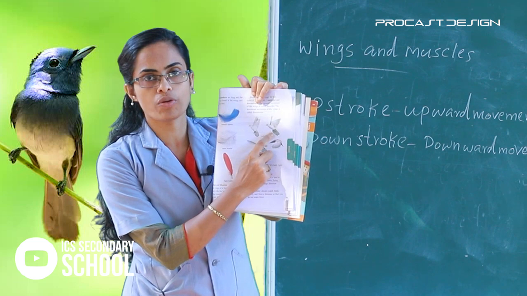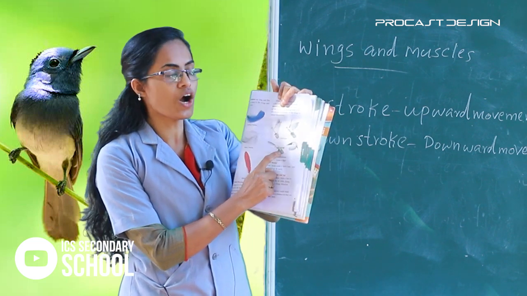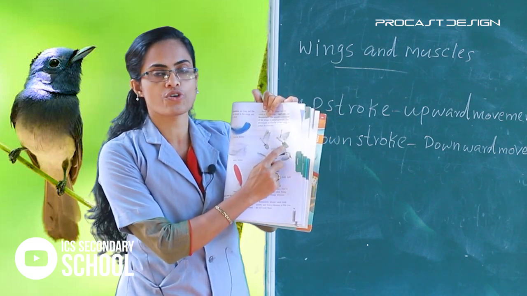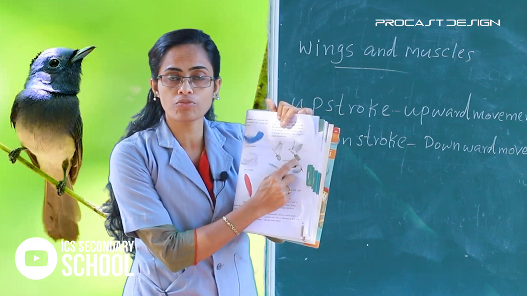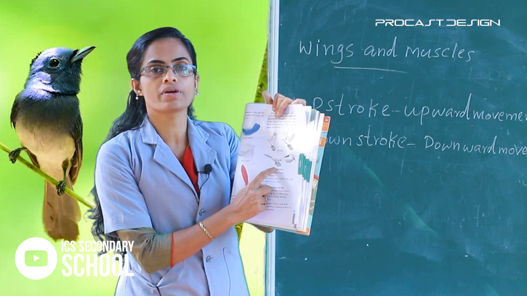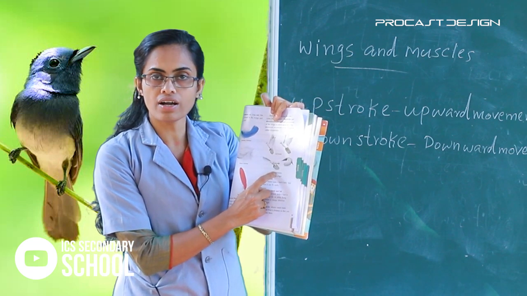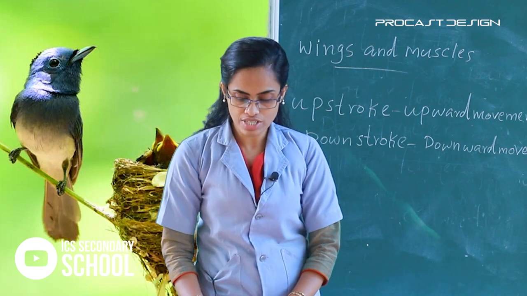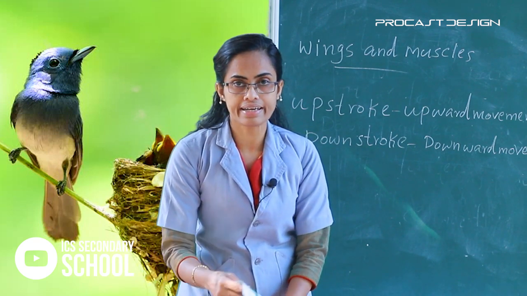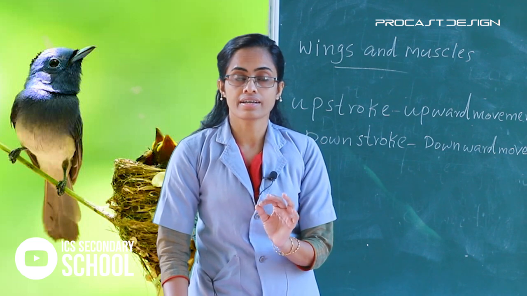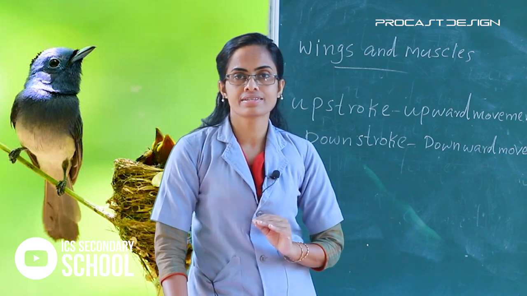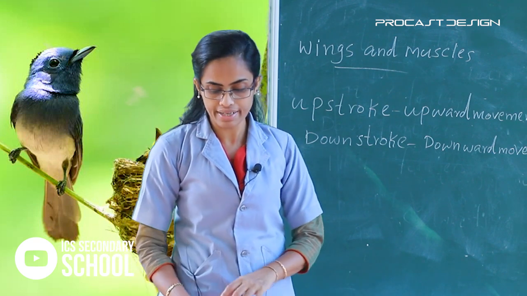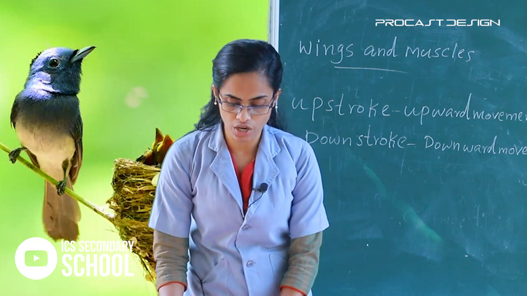The upward movement of wings is called upstroke movement and the downward movement of wings is called downstroke movement. Clear? There are two types of movements, upstroke and downstroke. Clear?